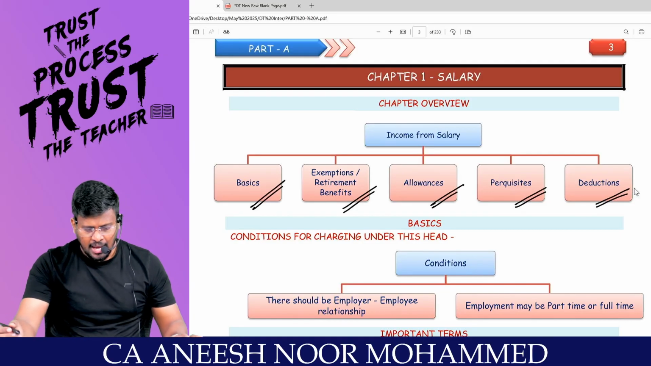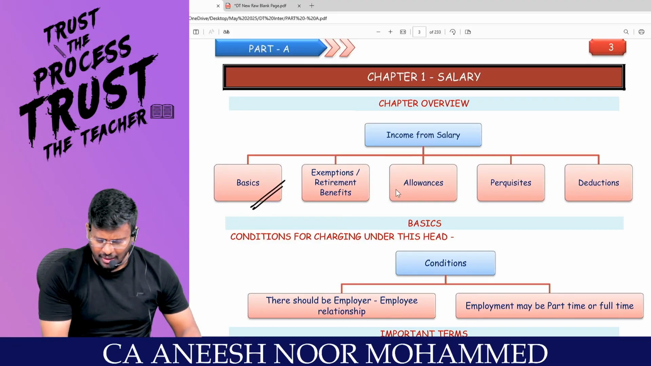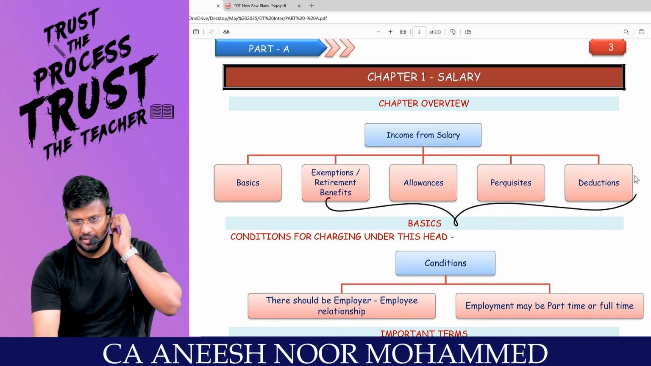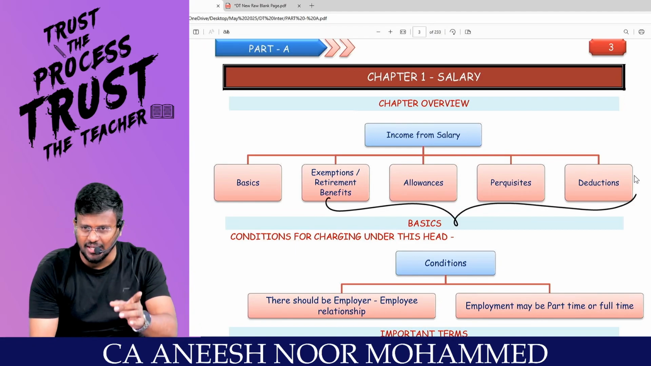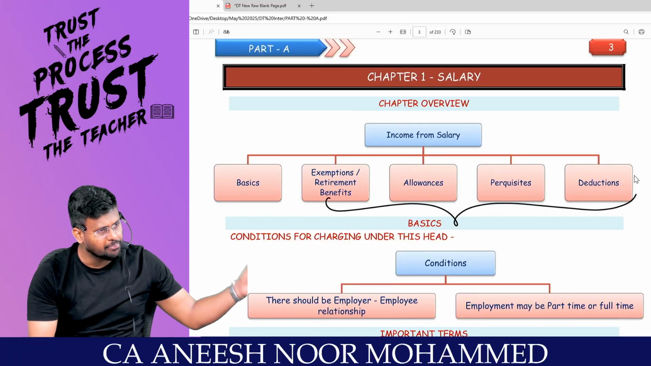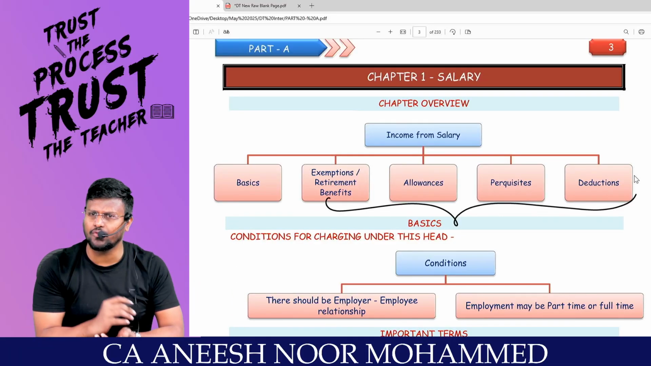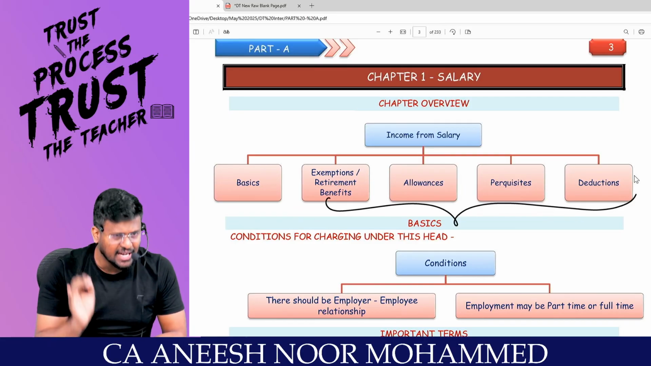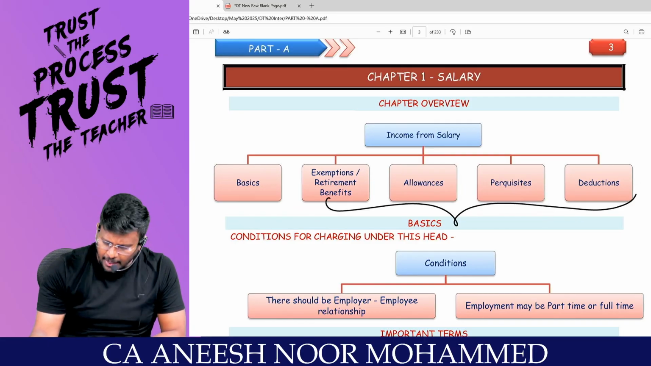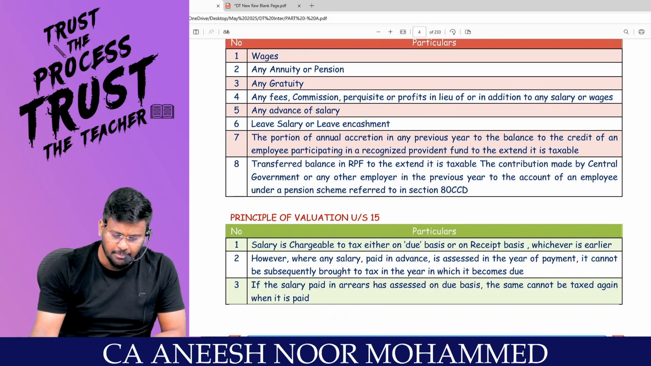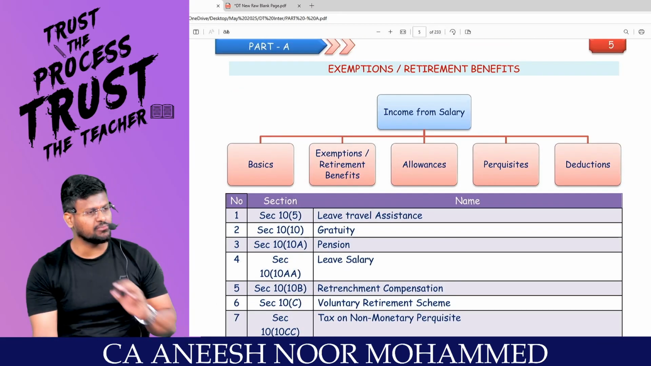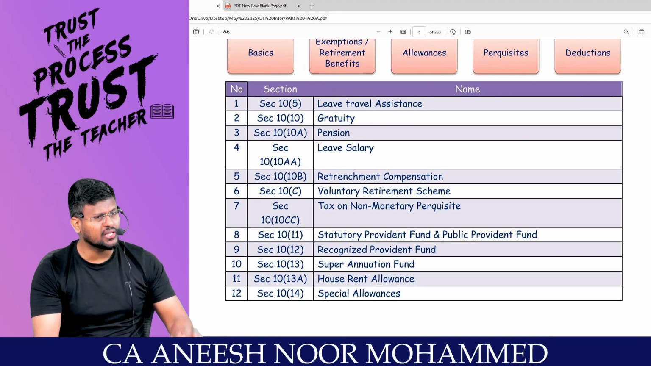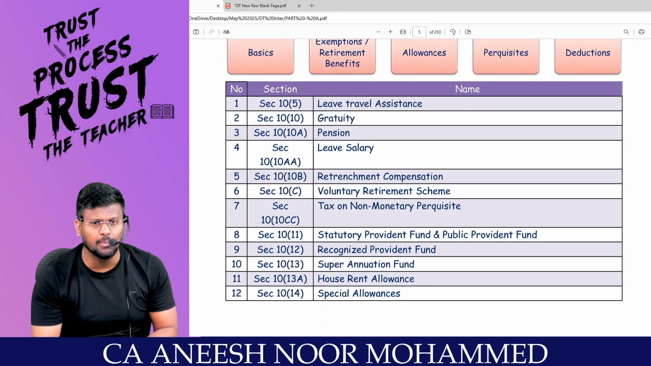Sir, I always like to discuss the basics at the end, even in the salary chapter also. That's what I said. Residential status I will be completing after studying all the 5 heads of income. Right, sir? The same way, the basics of the salary chapter I will come at the end. I am going to start with exemptions or retirement benefits. These are the exemptions or retirement benefits available to the salary.